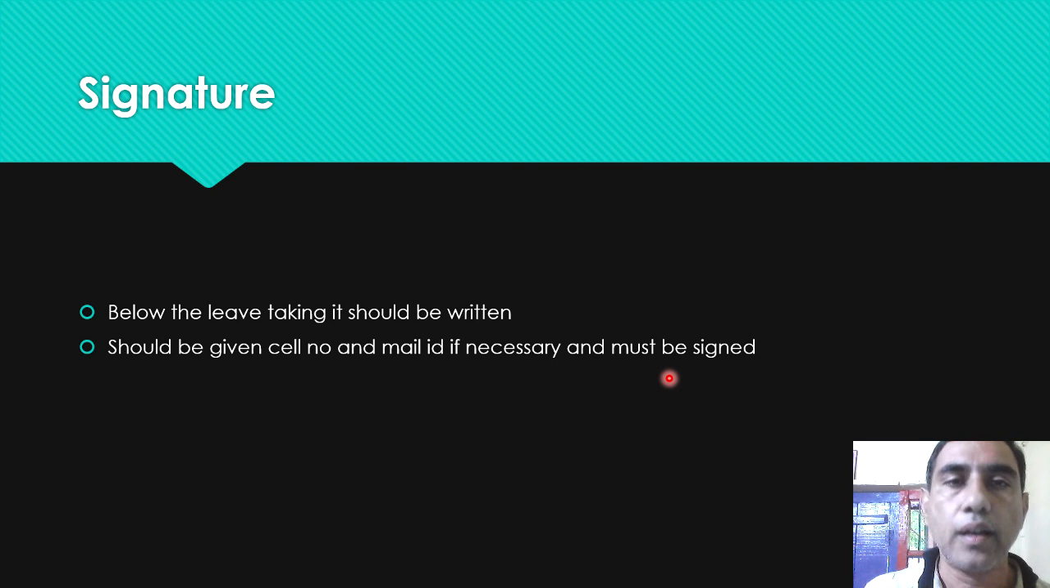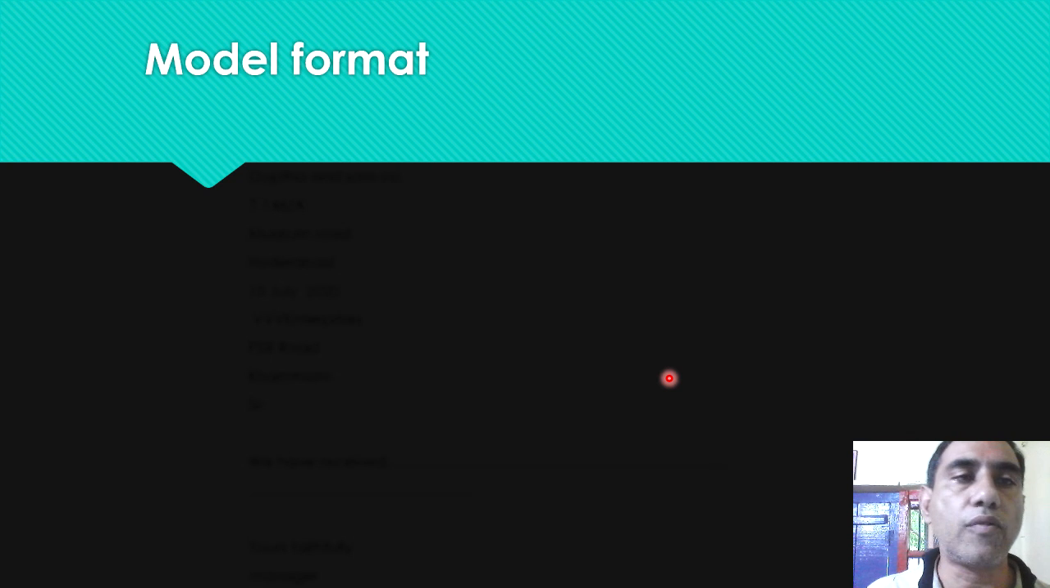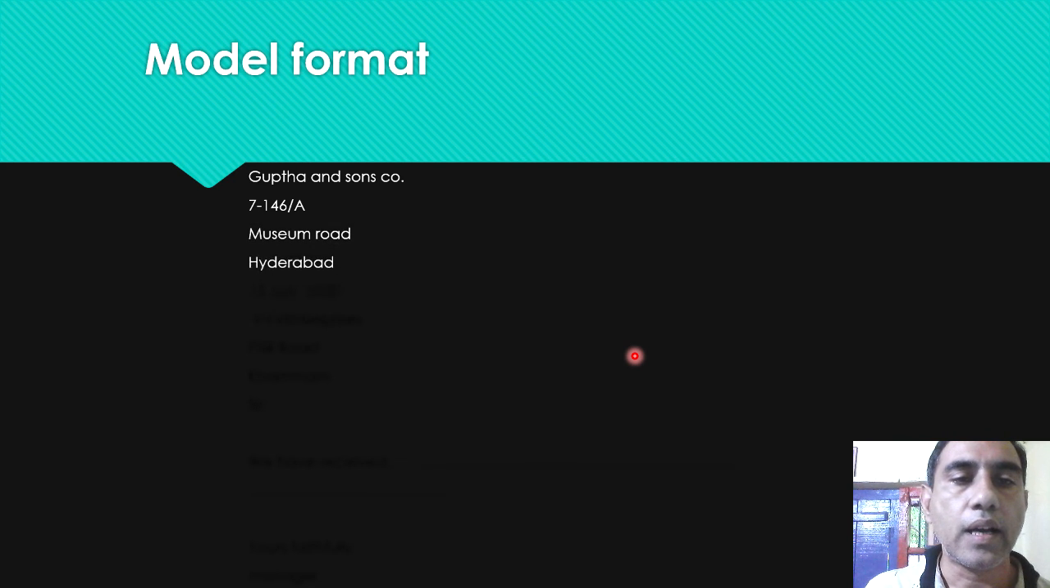Okay, children, let me give a complete model format. Look here. First, the from address: Gupta and Sons, 7-146 by A, Museum Road, Hyderabad. This is the from address on the left side of the page. After a single space, the date, 15th July 2020. Then the to address: the Chairman, VVV Enterprises, PSR Road, Khammam. This is the to address. Then Sir, this is the salutation or greeting.